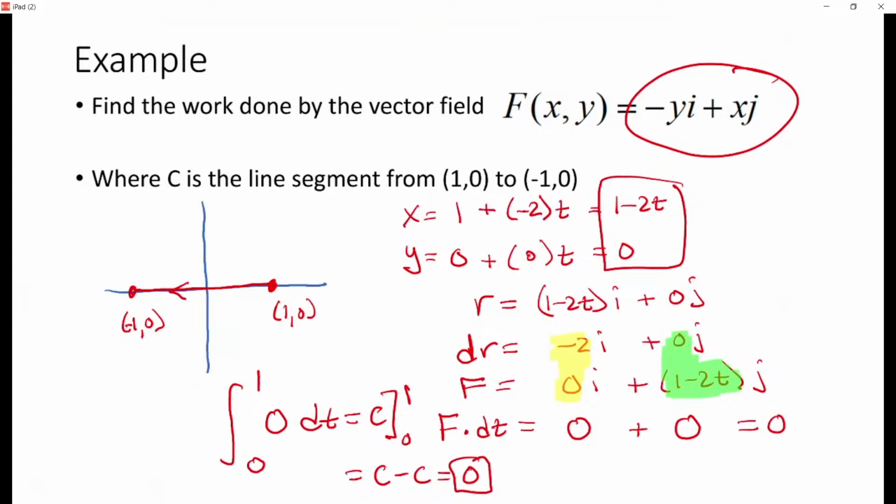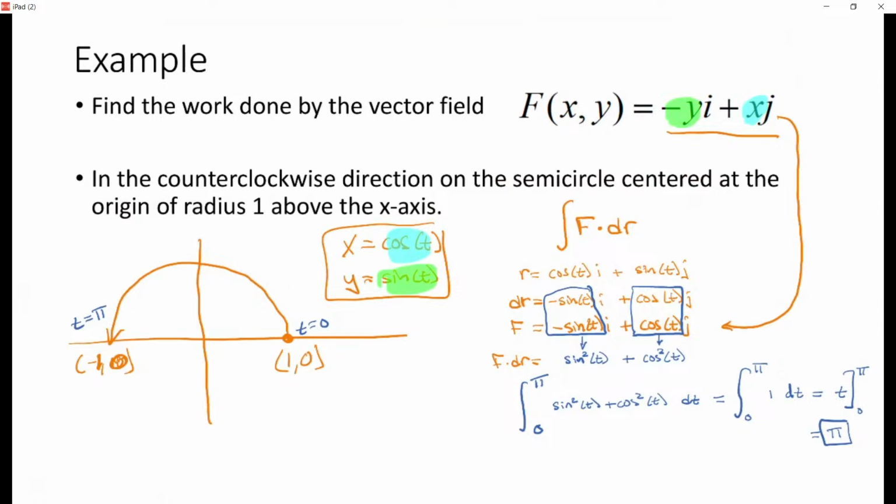So interestingly, if you go from the point (1, 0) to (-1, 0) along this path, the work done by the vector field is 0. If you go along this path, the work done by the vector field is pi.